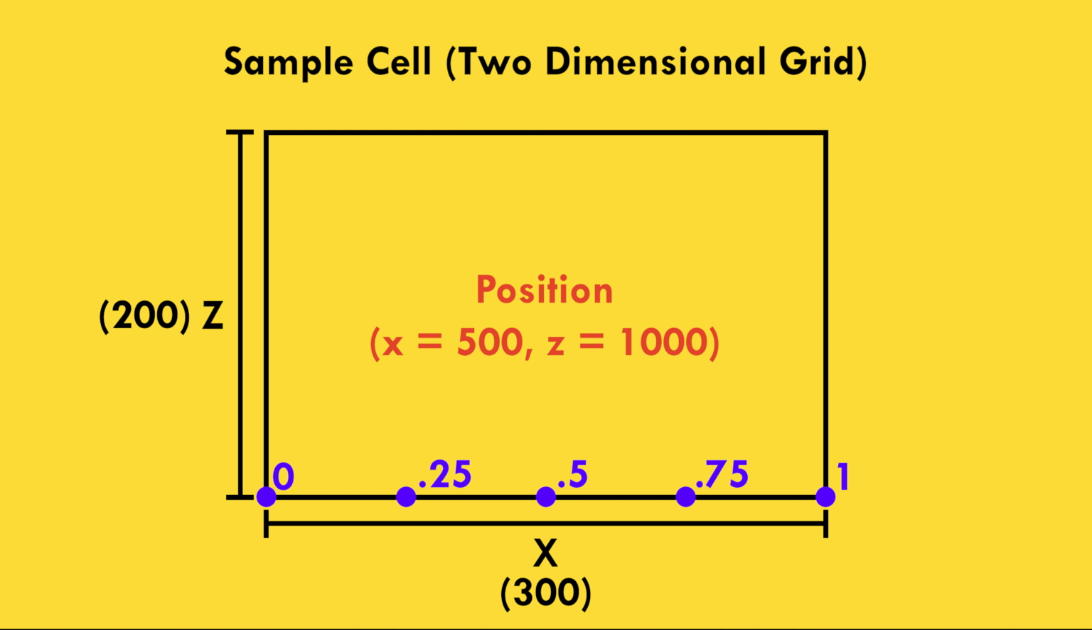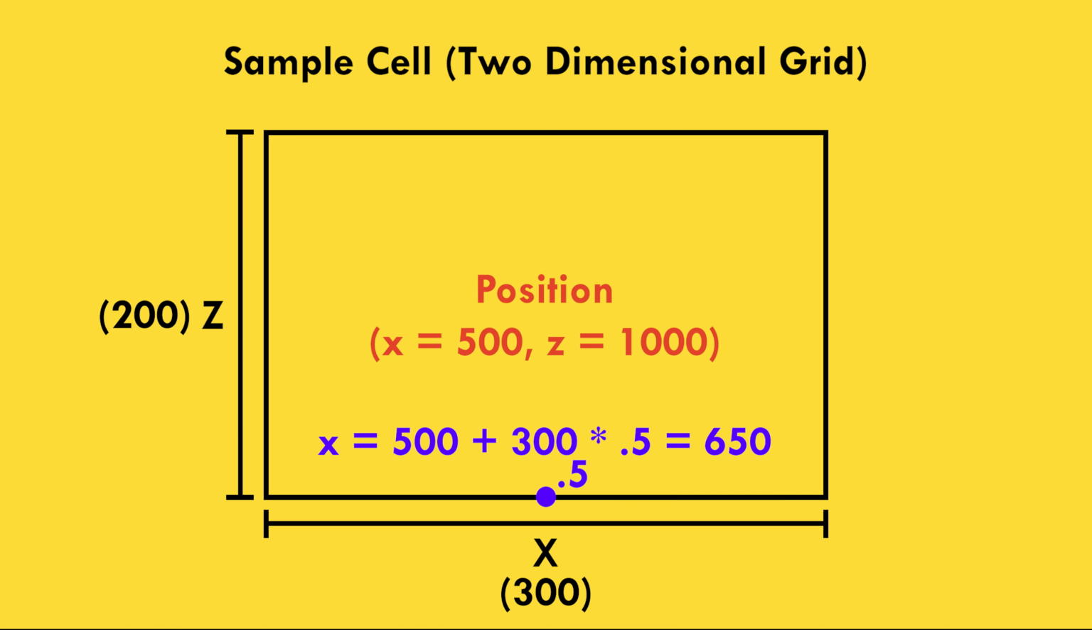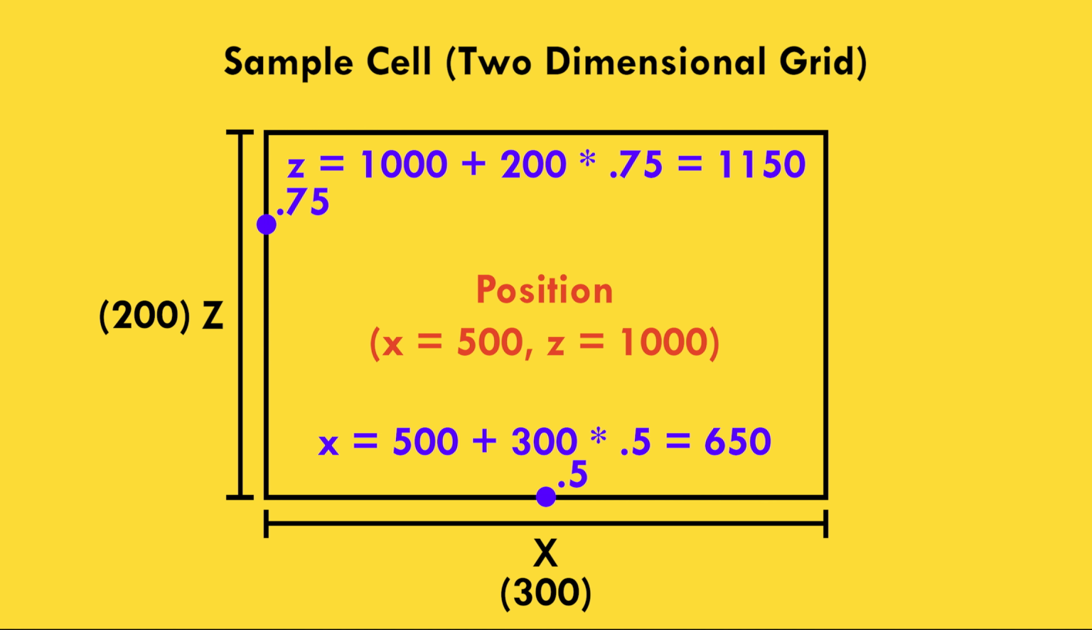In this example, if we choose an X offset percentage of 0.5, the asset chunks will be placed at the halfway point along the cell's X boundary at X equals 650. If we choose 0.75 for the Z offset percentage, the asset chunks are placed at Z equals 1150.